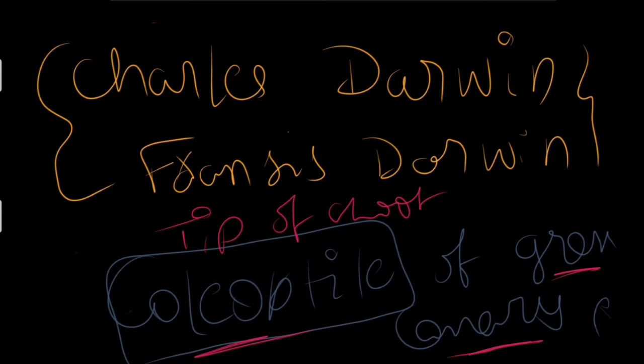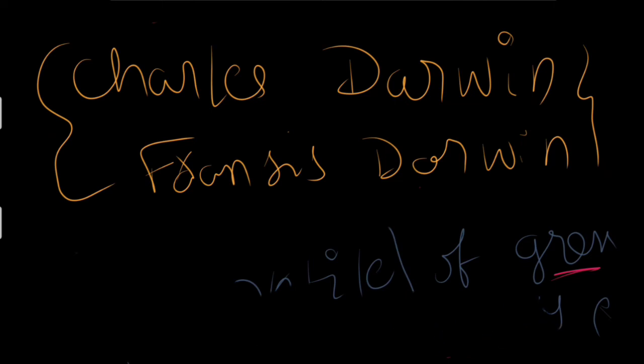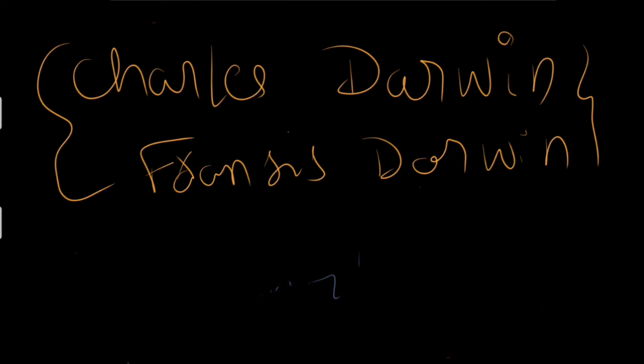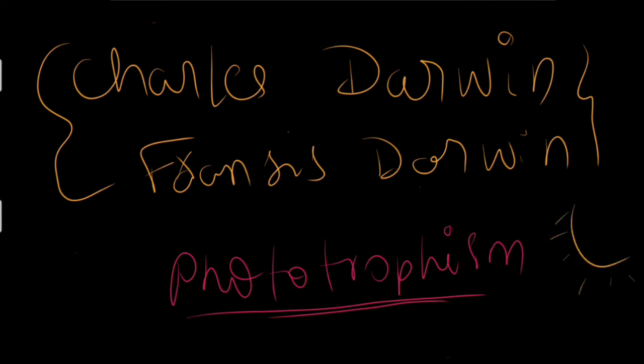What is meant by phototropism? Canary grass was showing phototropism. It is the growing or bending of plants towards sunlight. See, if this is the sunlight and here you have grass, canary grass. Let me take some green color.